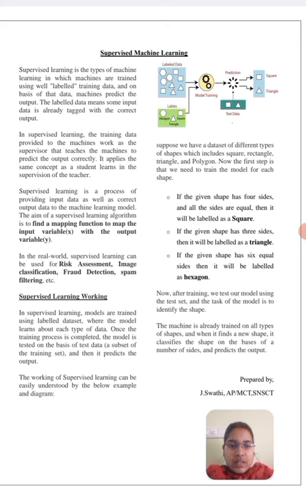Now after training, we test the model using the test data, and the task of the model is to identify the shape. So it has to compare with each set in the data set, and it has to provide an output. The machine is already trained on all the types of shapes, and when it finds a new shape, it classifies the shape on the basis of the number of sides and predicts the output. And this is the working and basic concept of supervised learning.